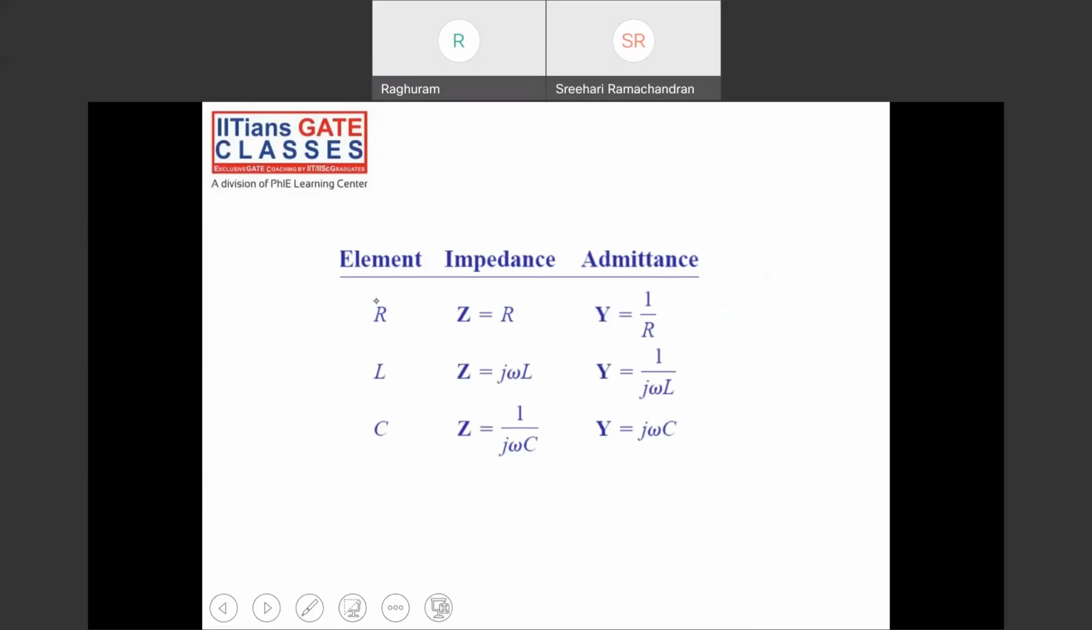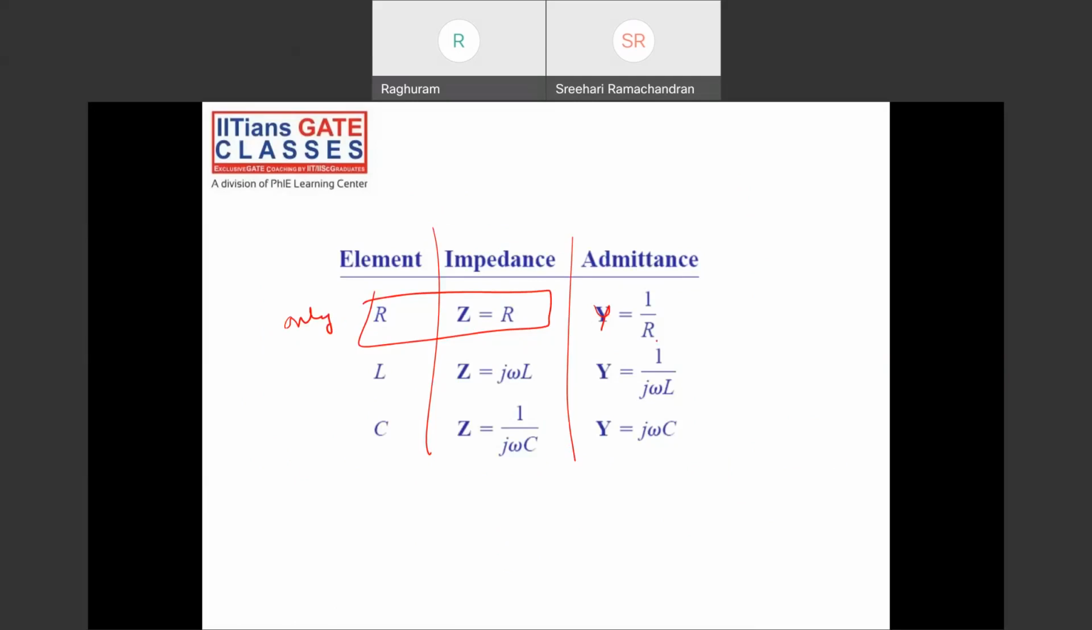This is how you write it. Now impedance and admittance. In AC, for only a resistive network, Z is R, impedance is R. Admittance is 1 by Z or 1 by R. For an inductive circuit, Z is equal to j omega L, and Y is 1 by j omega L. j is the vector or the 90 degrees vector.